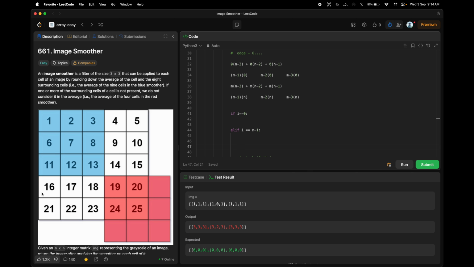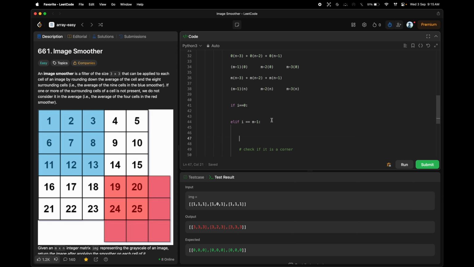I equal to 0, I equal to 0. Now what about these edges? These are my spin: 6, 16, 6, 11, 16. If I equal to 0, I equal to M minus 1, 0.